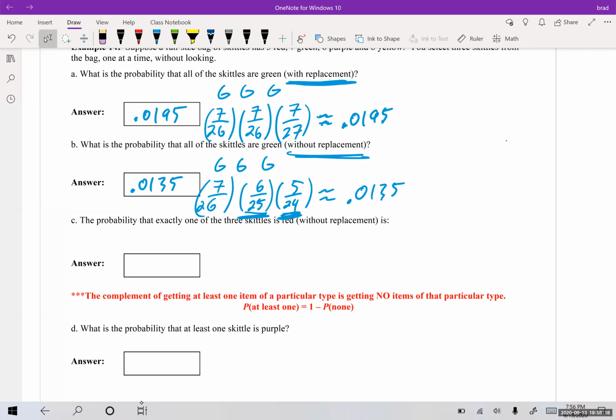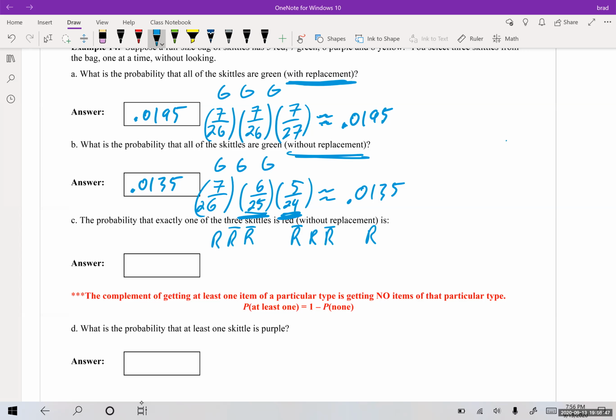Okay. So the probability that exactly one of the 3 Skittles is red without replacement. So once again, without replacement means this is dependent, so we have to adjust. So let's go through all the scenarios. Only one of them is red, not 2, not 3, only 1. So we could get a red on our first draw, and then we don't care about red after that. We don't want red anymore, okay? There's another situation that we could get red not on our first draw, but on our second draw, and then not on our third draw, right?